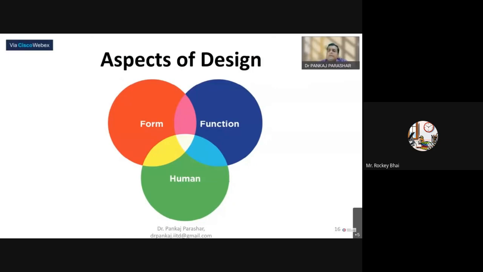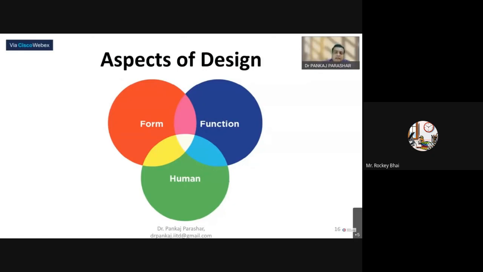No. So the form totally depends upon the end user, that is the human. And function is, does the phone require to have a function which is not required for humans, or are all the functions that are put in the device to be used by humans? So that is what decides your aspects of design.